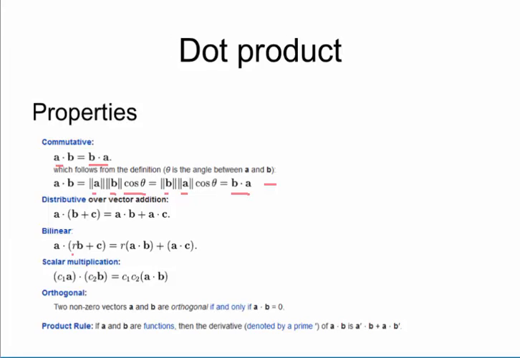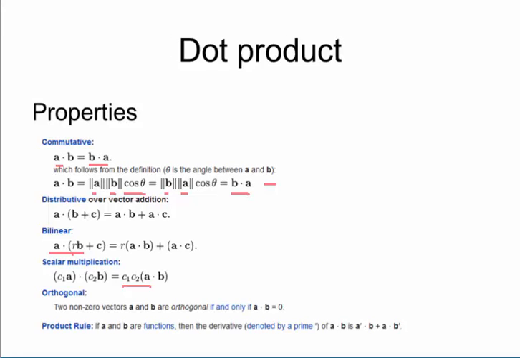Bilinear, where you have a factor in here: A dotted with (rB plus C) is equal to r, just a constant being pulled out, times A dot B, plus A dot C. And scalar multiplication, which I think the bilinear and scalar cover one another: c1A dot c2B is equal to the two constants multiplied together times the dot product of the two vectors A dot B. Anyone know what an orthogonal situation is?